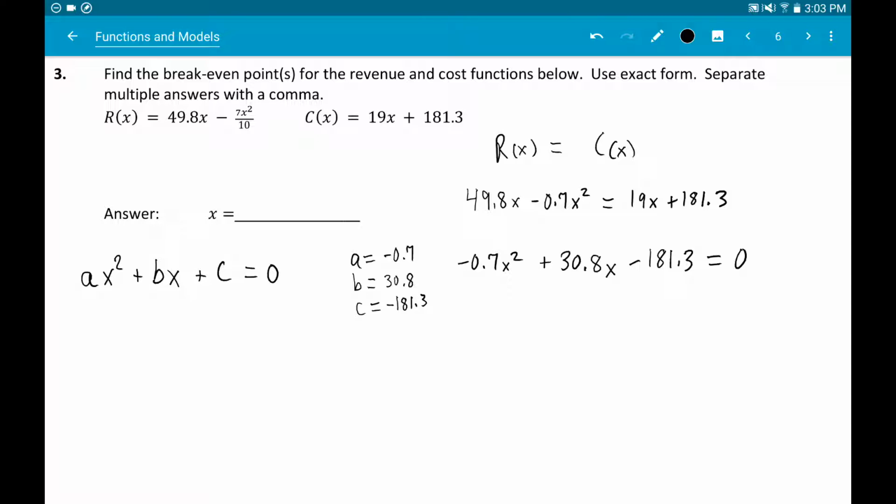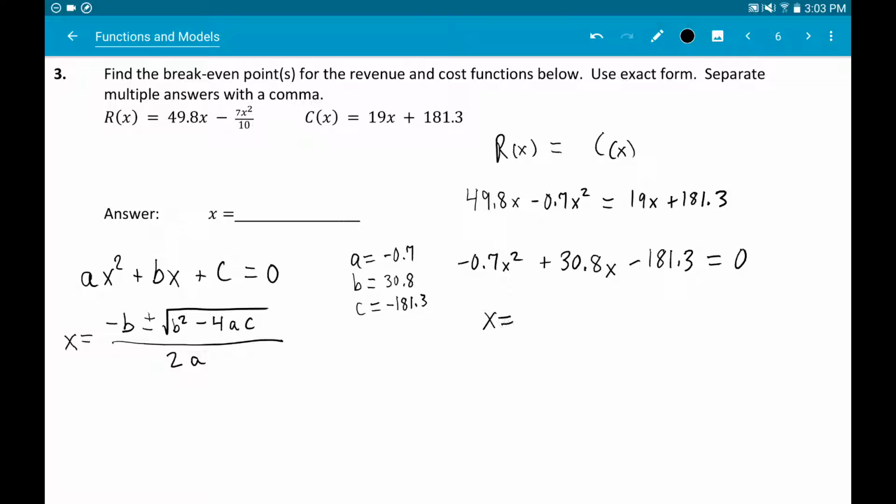Alright, now what is the quadratic formula? So again, this is what we need to remember. Quadratic formula is x equals negative b plus or minus the square root of b squared minus 4ac, all over 2a. So we'll take a, b, and c and plug it into this formula, and we'll be able to find our values for x.